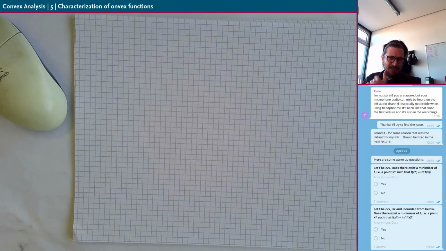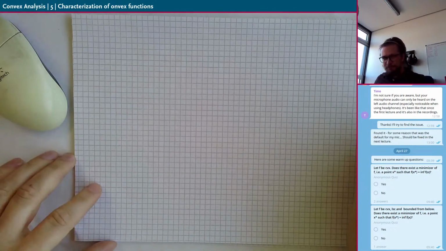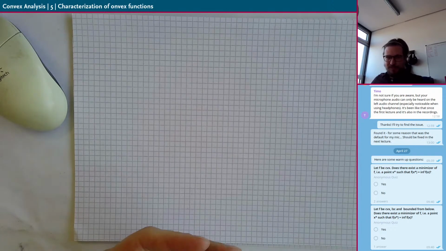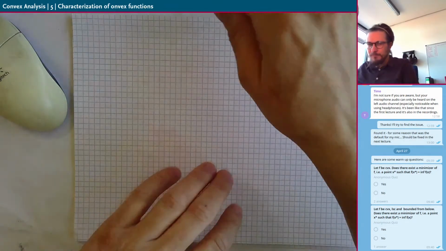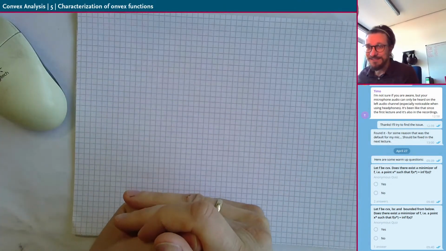And some warm-up questions which also prepare for the lecture tomorrow, because tomorrow's lecture will be dealing with minimizers of convex functions. Convex analysis, as I told you sometimes before, one of the main reasons I study it is to solve convex optimization problems, to find minimizers or minimal values of convex functions. So the first question is, if I want to find them, does this actually exist?